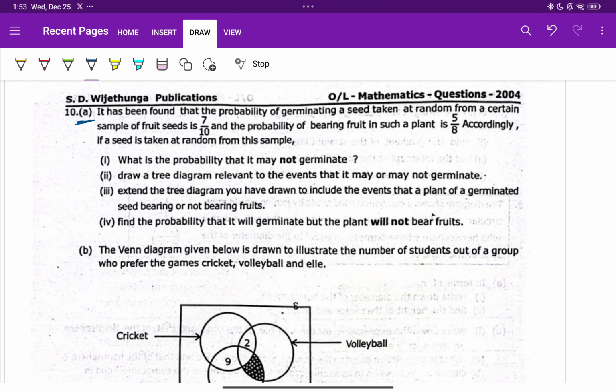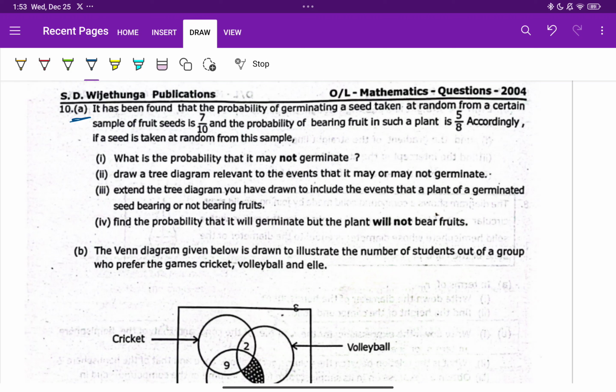This question is from the lessons Probability and Sets of 2004 O levels. The first question says, it has been found that the probability of a germinating seed at random from a certain sample of fruits is 7 out of 10, and the probability of bearing fruit in such a plant is 5 out of 8. If a seed is taken at random, what is the probability that it may not germinate?